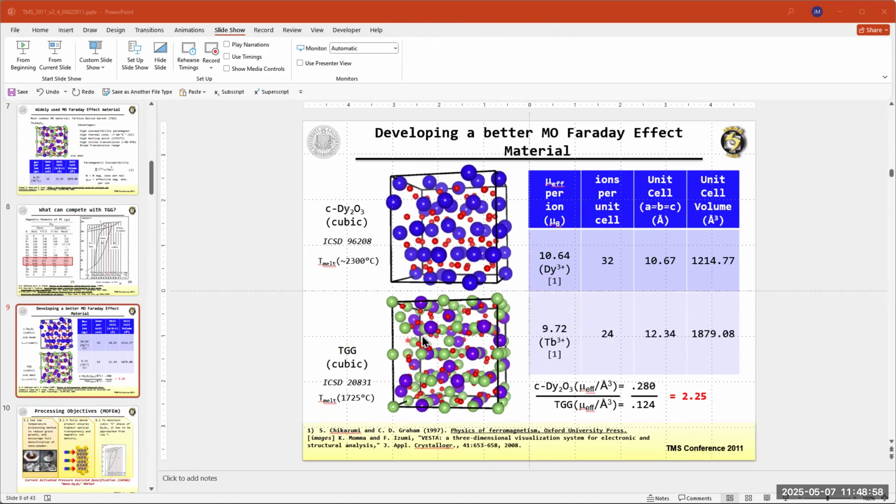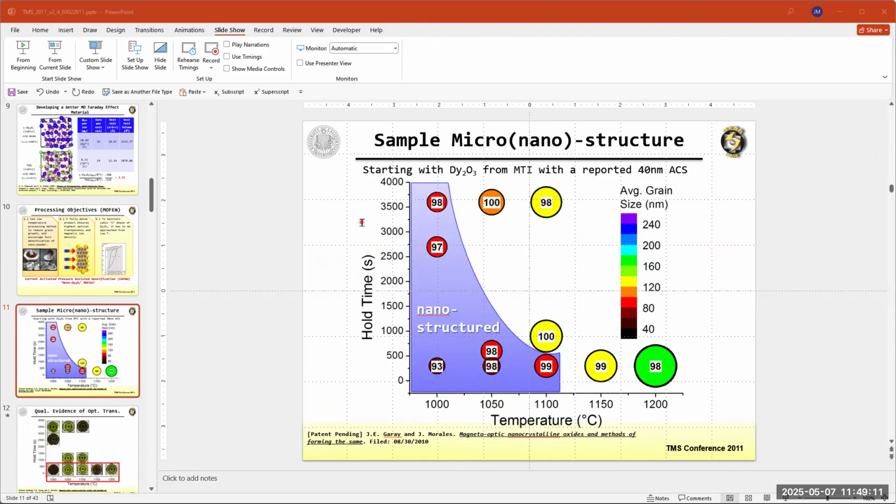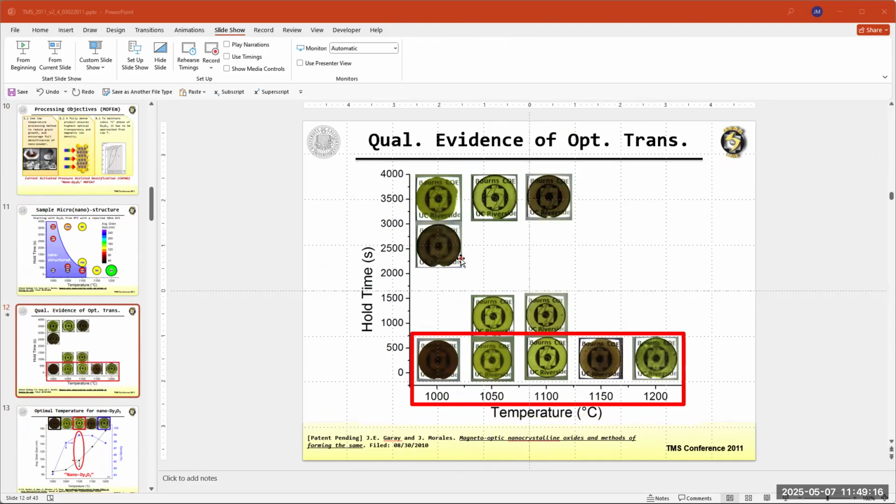Here's terbium gallium garnet, the crystal structure for that. Here's the crystal structure for dysprosium oxide or dysprosia, which I had densified and presented here in this presentation. So you can see I've got a lot of pretty colorful illustrations and graphs to illustrate my ideas. Here's the actual samples that I made under different temperatures with different holding times, and I was making a comparison across these five temperatures with these five samples, trying to figure out why this one was the clearest among all these five.